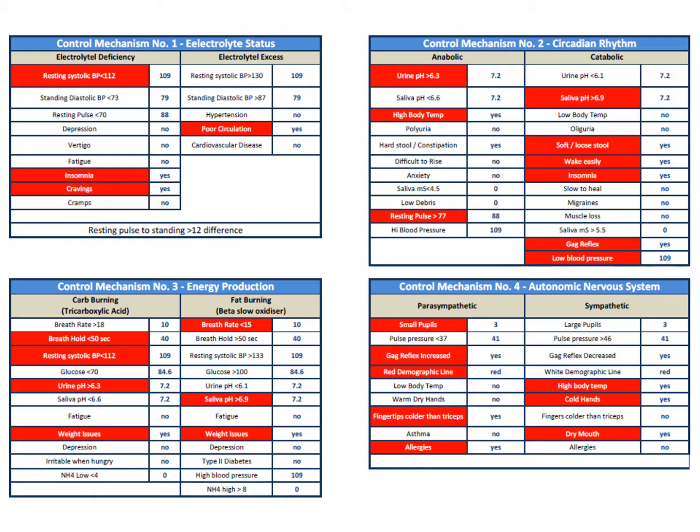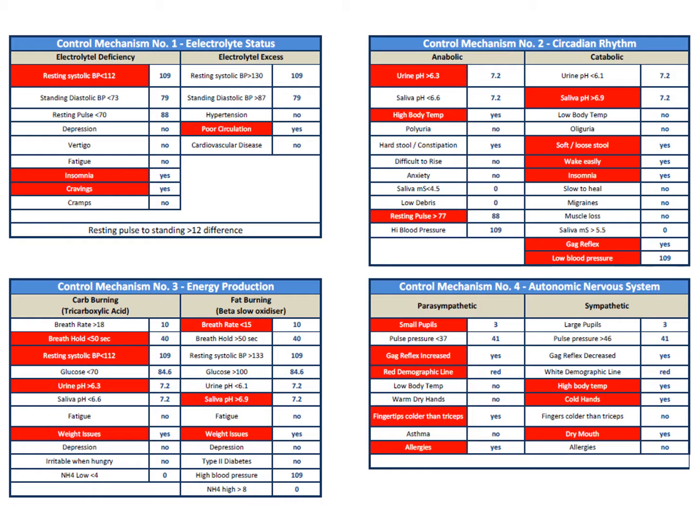So it's probably just a pH that's a bit high for some other reason, something you've eaten or drunk not long before or whatever. Okay, but just because I see those two, they're a good indication. But if I see them, you know, there's loose stools and awake easy and insomnia, that is not an anabolic person. An anabolic person can't stay awake.